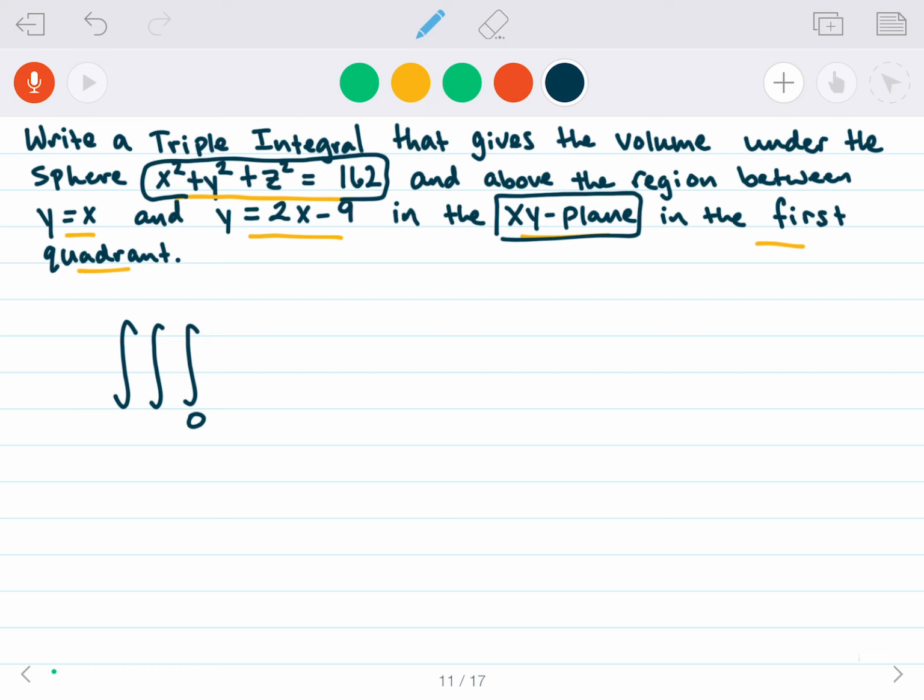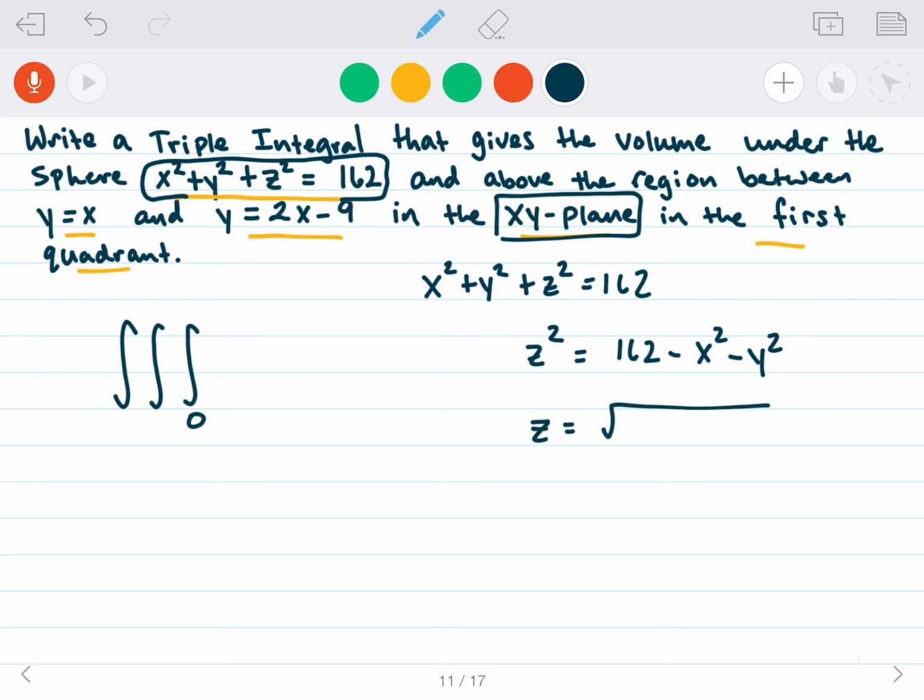And we're going to go all the way up until we have to solve this for z. So we have x squared plus y squared plus z squared equals 162. Let's go ahead and isolate z squared. So we get z squared equals 162 minus x squared minus y squared. Taking the square root, we get z is equal to the square root of 162 minus x squared minus y squared. All right, so that is going to be our upper bound here.